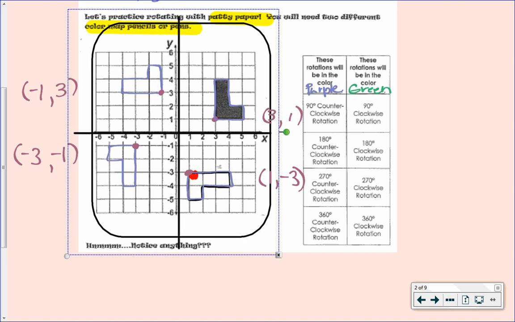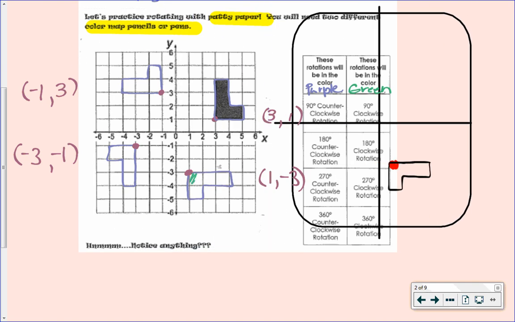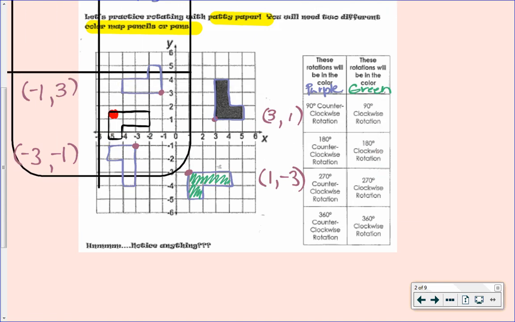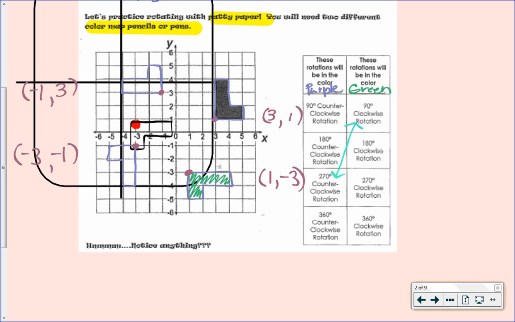Okay? Since we outlined this, I want you to color it in, okay, in that color. Looks like we're already there, right? I'm just going to shade it in like so. Or if you have a highlighter, you can highlight it. Okay? What do we notice? A 90 degree clockwise rotation. Was it the same as another one? Which one? The 270. It was. So we're going to go ahead and draw an arrow. And that's going to mean that they're the exact same rotations. Okay? Let's go ahead and reset. And let's make our next rotation.